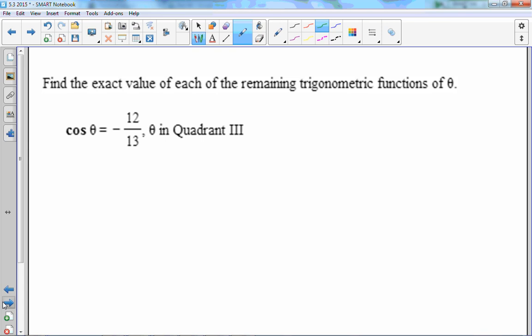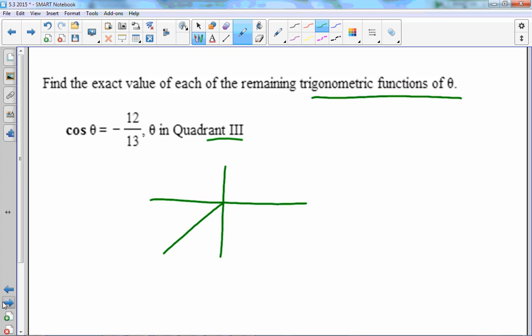Okay. So again, when we're doing this, we're finding ratios. When we find ratios, we're either doing the unit circle or we're drawing a triangle. So in this case, it's drawing a triangle. Where should I draw my triangle? Quadrant 3. Pretty obvious there. I'm going to draw an angle in quadrant 3, form the right angle with the x-axis, and then theta at the origin.